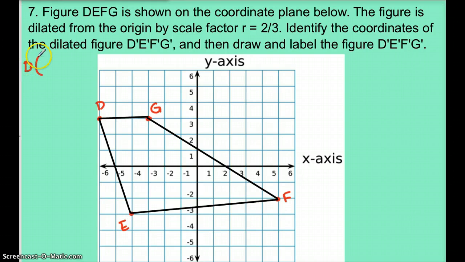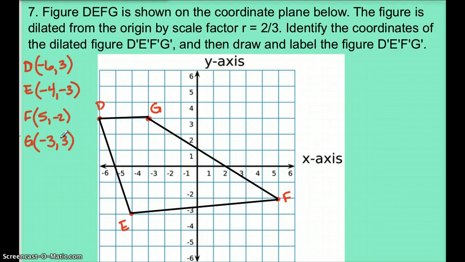So for D, we go left 6, so that's -6, and up 3. For E, we go left 4, down 3. For F, we go right 5 and down 2. And for G, we go left 3 and up 3. So we just need to take 2/3, which is our scale factor, times all of these numbers here.